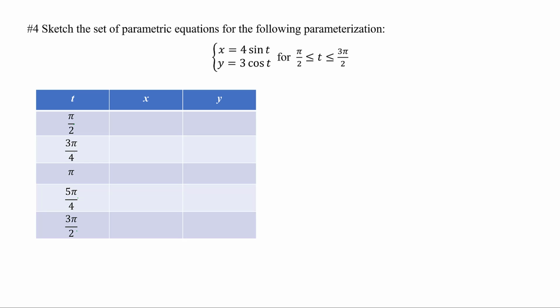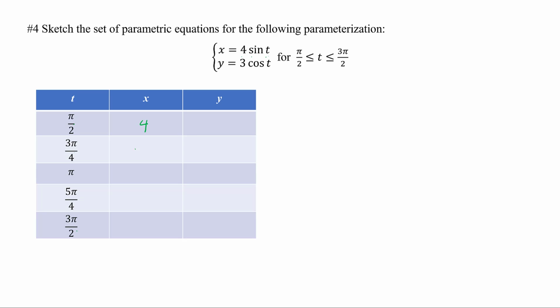And so starting with t equals pi halves, x is equal to 4 sine t. The sine of pi halves is going to be 1, right? So the sine of pi halves is 1. We take 4 times 1 and get 4 for an x value. I think I'll go through all the x's here first, and then we'll move on to y.